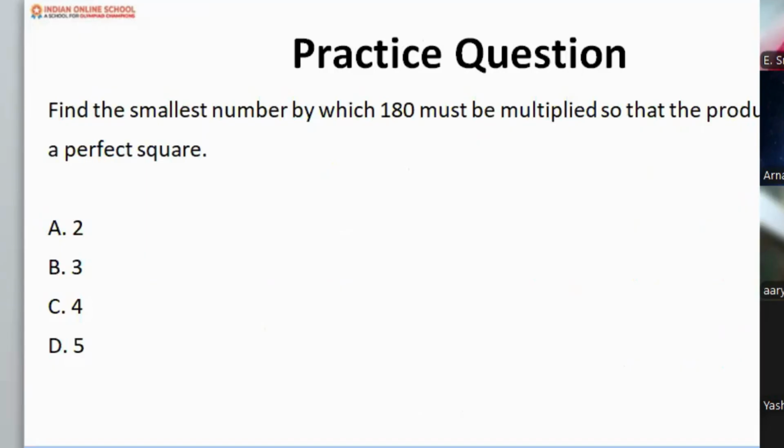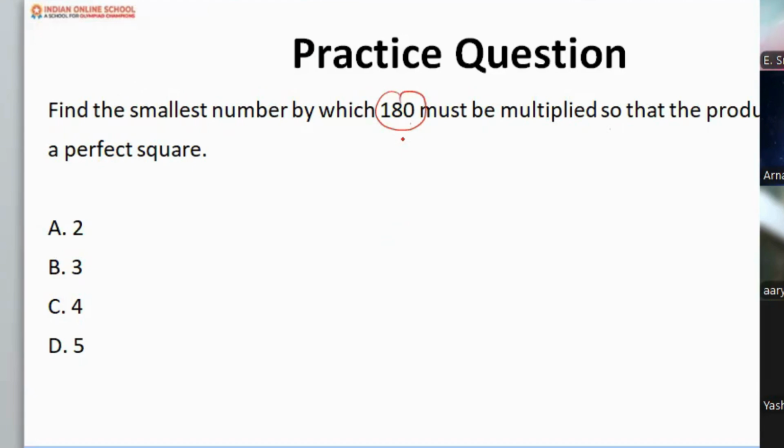Now, this is the question related to the last thing we did. We need to find the smallest number by which 180 should be multiplied so the product becomes a perfect square number. We already know that 180 is not a perfect square number since it has only one zero, a single zero. It cannot be a perfect square number. So by which number can I multiply this 180 so it becomes a perfect square number?